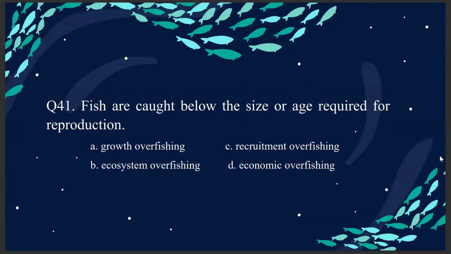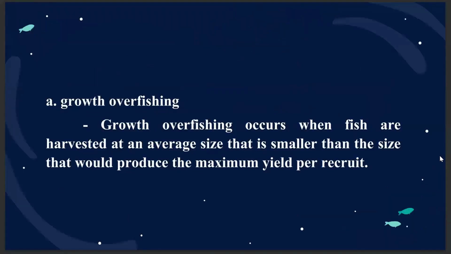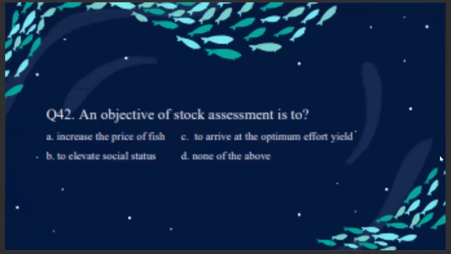Question 41. Fish are caught below the size or age required for reproduction. A. Growth overfishing, B. Ecosystem overfishing, C. Recruitment overfishing, or D. Economic overfishing. The answer is growth overfishing. Growth overfishing occurs when the fish are harvested at an average size that is smaller than the size that would produce the maximum yield per recruit.